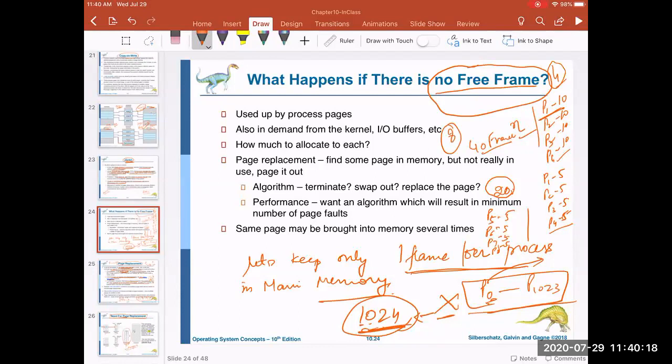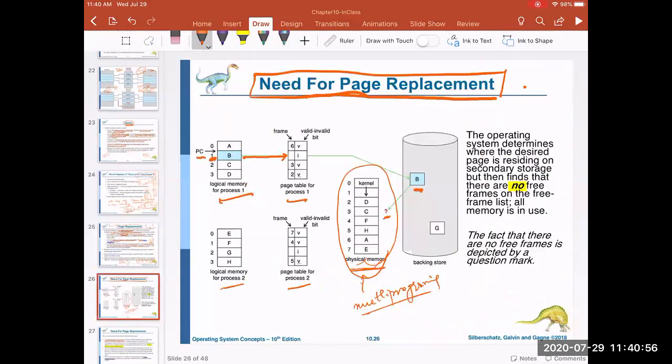But what happens with this? P1 is running with 5 pages, but it may require 6 pages, or the rest of the 5 pages. It may ask to bring them in, so a trap would be generated. In that case, what would happen? Your RAM is already allocated. Now there is no free frame available, but your process P1 wants to fetch more frames and there is no space for it. So we discussed this question mark.